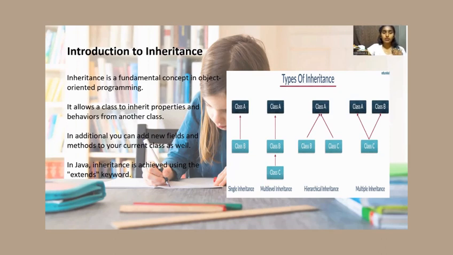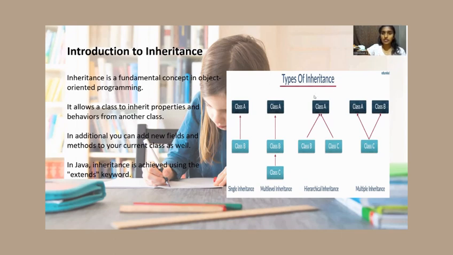Inheritance is a fundamental concept in object-oriented programming. It allows a class to inherit properties and behaviors from another class. In addition, you can add new fields and methods to your current class as well. In Java, inheritance is achieved using the extends keyword.